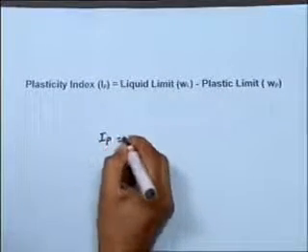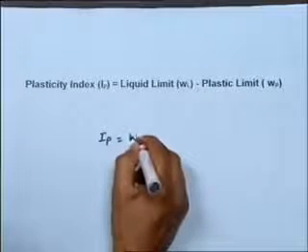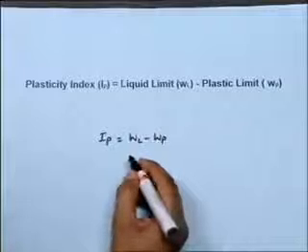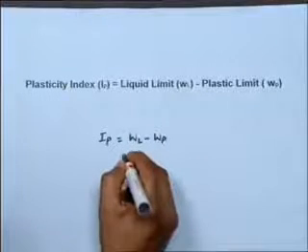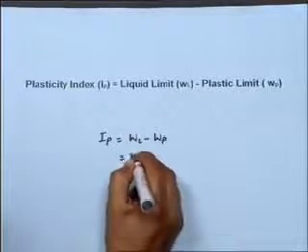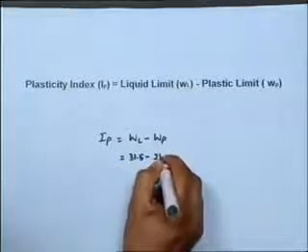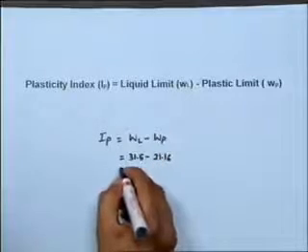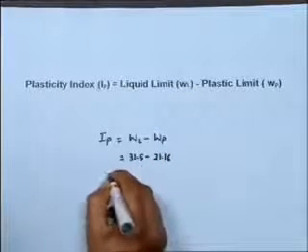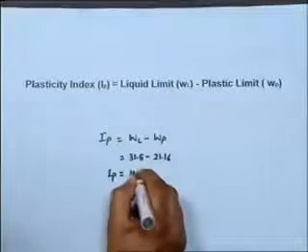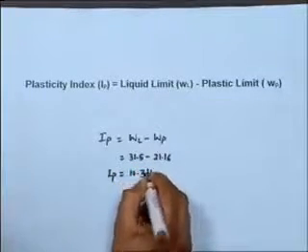IP equal to WL minus WP. Putting the values, 31.5 minus 21.16. So, in this case plasticity index IP equal to 10.34.